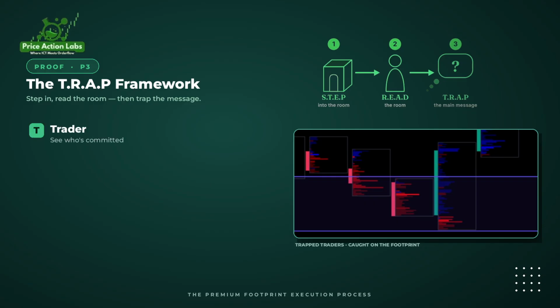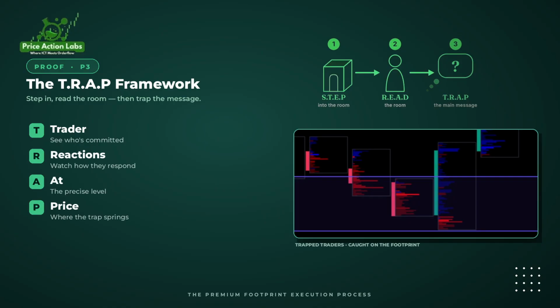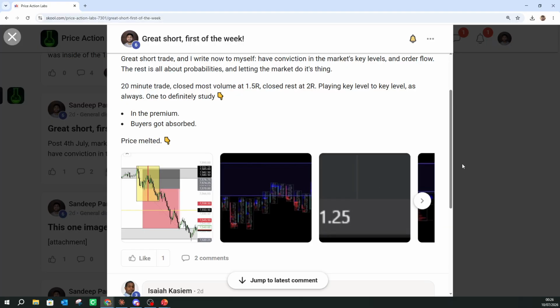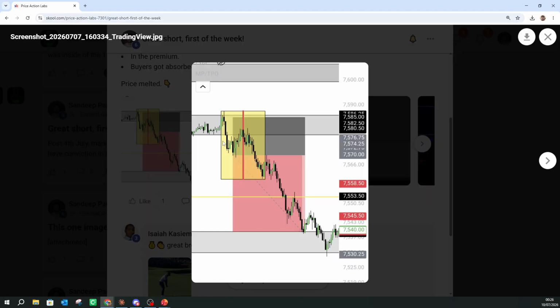Okay? So you want to see the bid and the ask, so traders, how they're reacting at a certain price. So here, in very simple terms, we stepped into the right room, which is the key level. We're reading the order flow here. And then we're trapping the sellers to buy. Okay? That's all you have to do. And what we're going to do is flip this logic on its head when it comes to a trade like this.